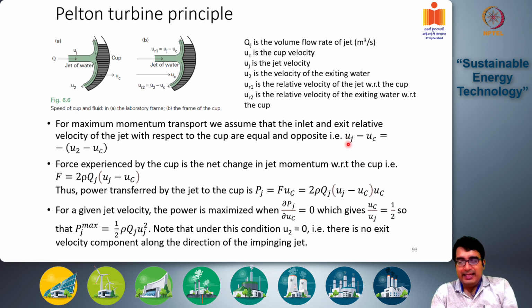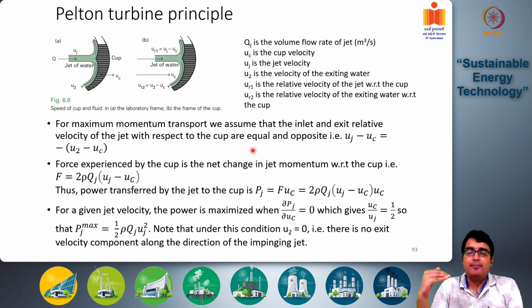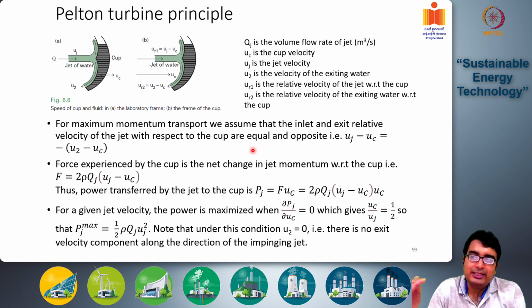So if the inlet velocity with respect to the cup is Uj minus Uc and the exit velocity with respect to the cup is U2 minus Uc, then for maximum momentum transfer, these two should be equal and opposite. So Uj minus Uc will be equal to minus of U2 minus Uc. The maximum possible momentum transfer happens under this condition.